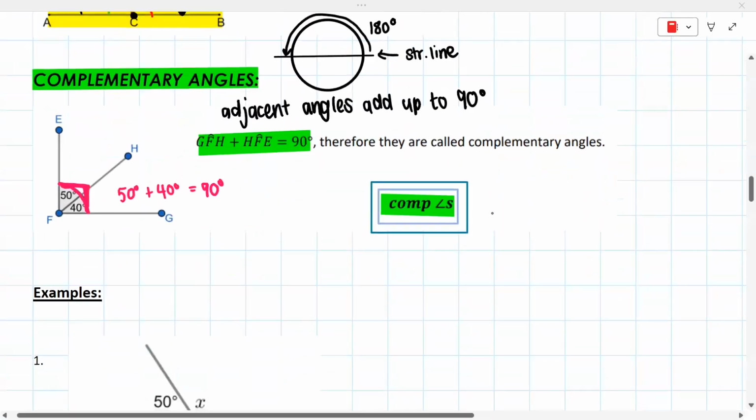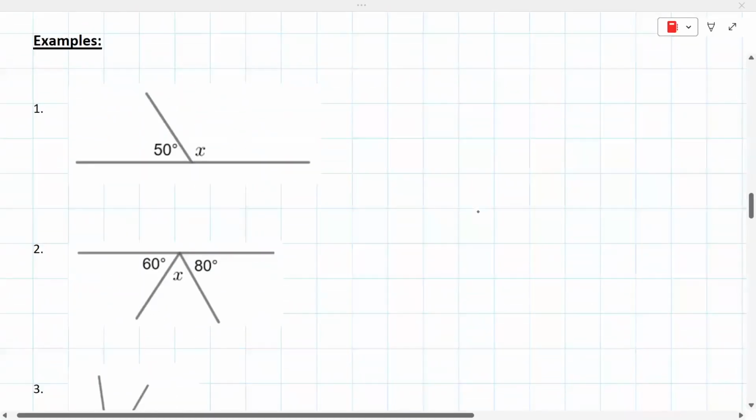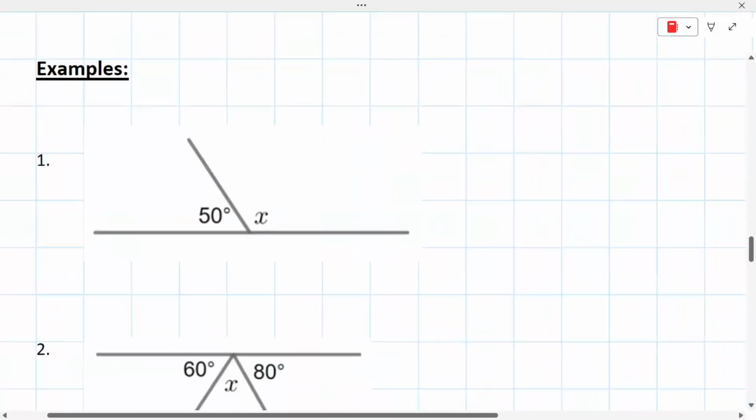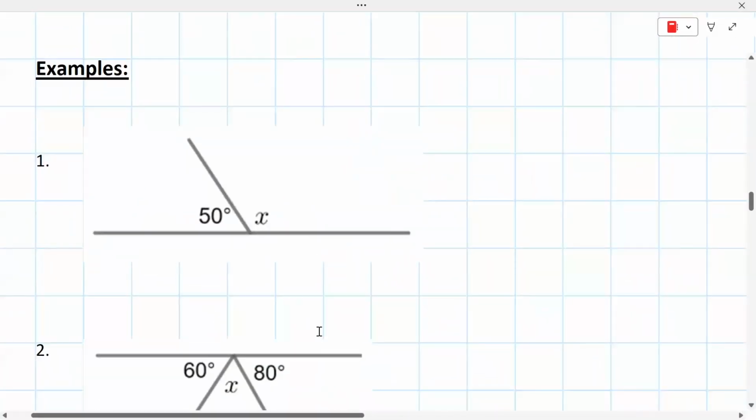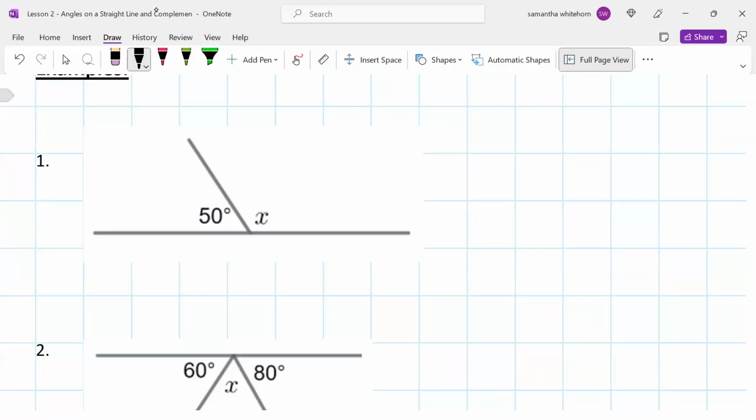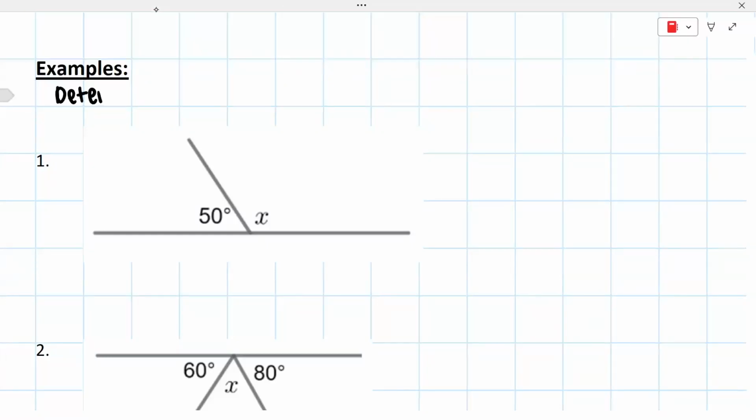Right, guys. So let's have a look at some examples here. If we have a look at our first example, and please only just focus on the first example to start off with, that's the one that we want to have a look at here. We've got a diagram where we've got an angle of 50 and an angle of X. And obviously, remember, like I've said to you, the question would say something like, determine the value of X.